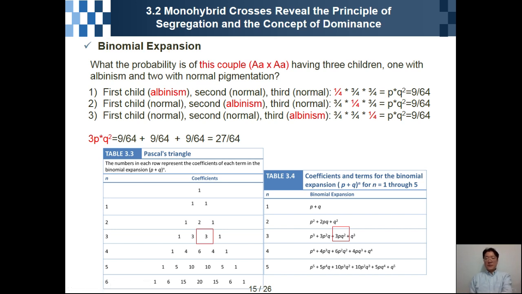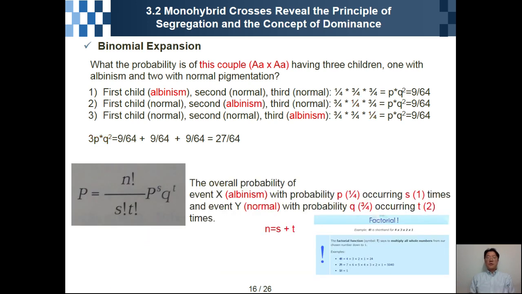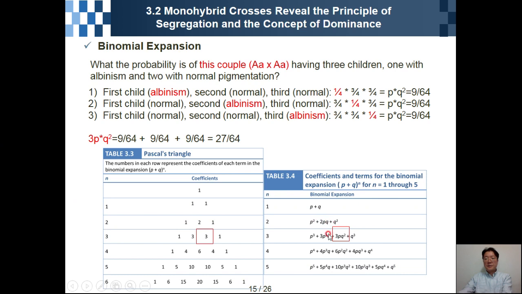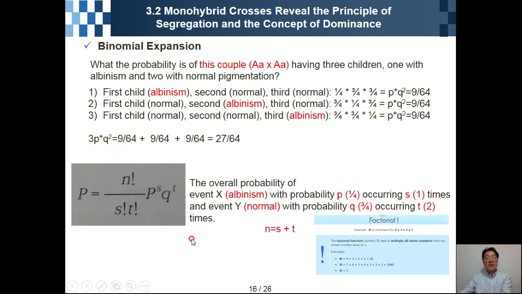The binomial expansion is difficult to understand, so the next solution will be like this. If you use Pascal's triangle, it will be a little bit simpler. But if you use this method, it will be very simple.